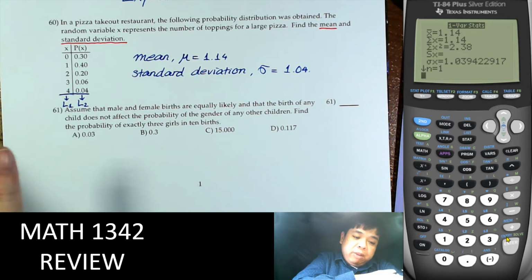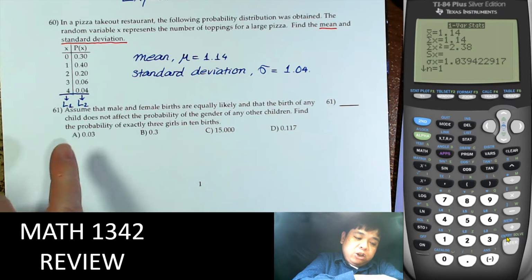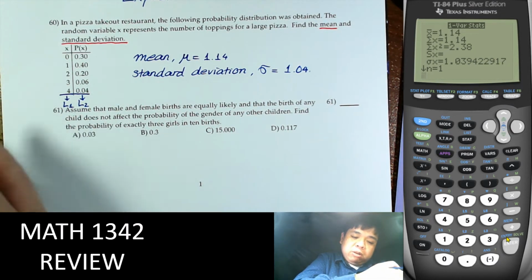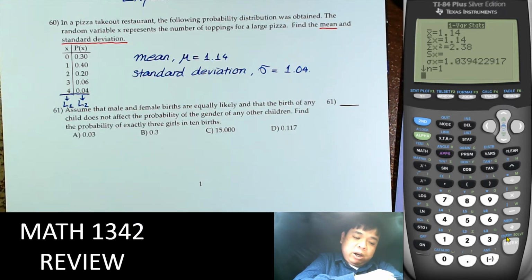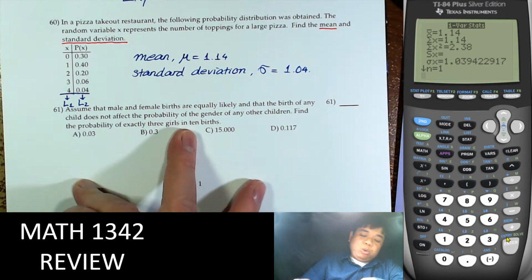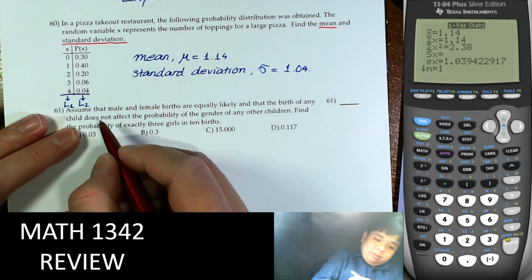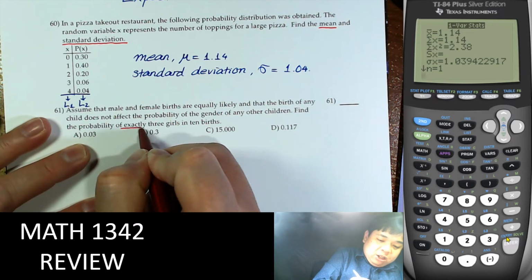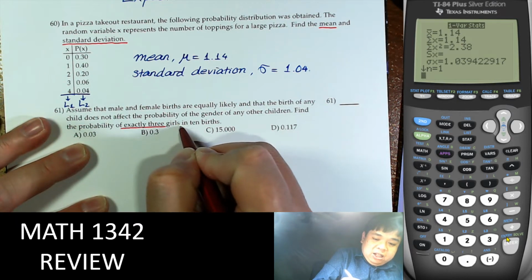Assume that male and female births are equally likely, and that the birth of any child does not affect the probability of the gender of the next one. Find the probability of exactly 3 girls out of 10 births. So we have exactly 3 in 10 births.